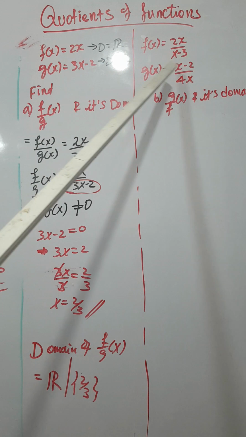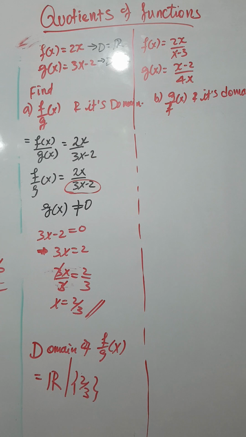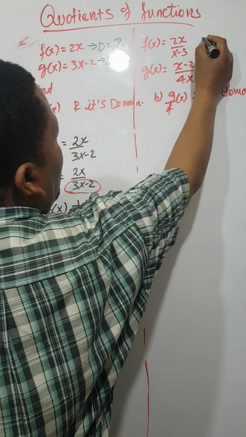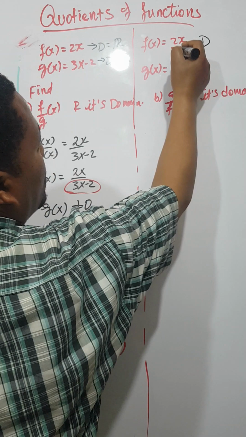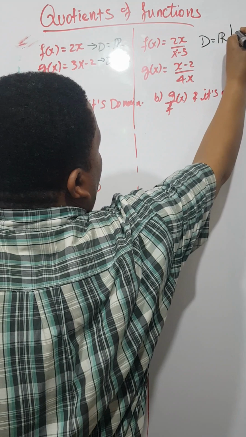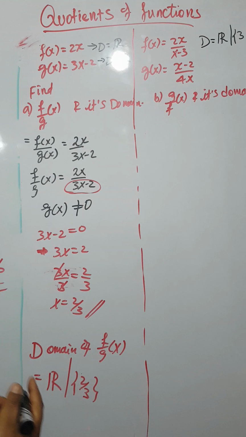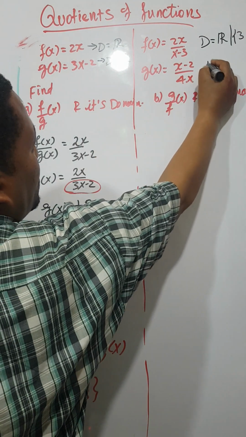The set of real numbers except the number that makes the denominator of f of x 0. x minus 3 is 0 when the value of x is 3. The domain is the set of real numbers except the number 3, because when x is 3, 3 minus 3 is 0 and the function is undefined. In the same manner, what is the domain for g?